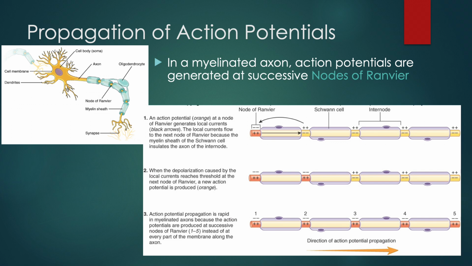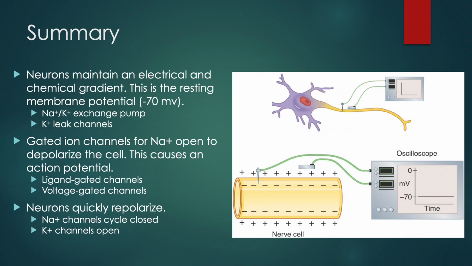And this is happening in motor neurons. It allows motor neurons to send impulses much, much faster than other cells. So in summary, neurons maintain electrical and chemical gradients by the movement of ion pumps. And so this sodium-potassium pump and the potassium leak channels cause the membrane to be at minus 70 millivolts at rest. Okay, gated ion channels for sodium open to depolarize the cell.